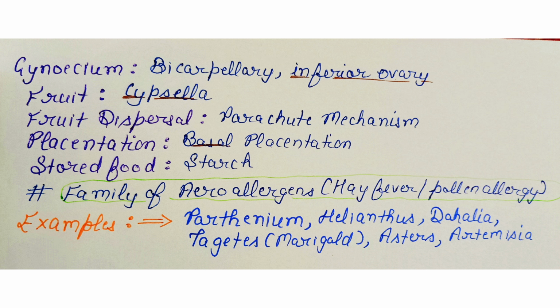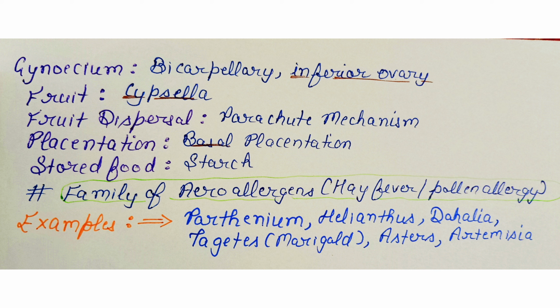Gynoecium is bicarpellary and has inferior ovary. The dispersal of fruit takes place via parachute mechanism. Important thing is placentation is basal. This family is rich in starch storage foods. The Compositae family is also known as the family of aeroallergens.